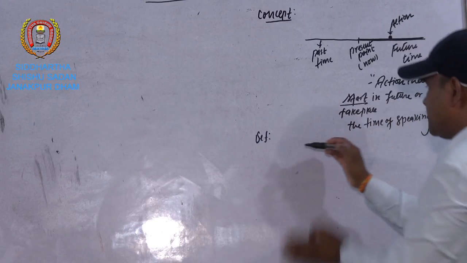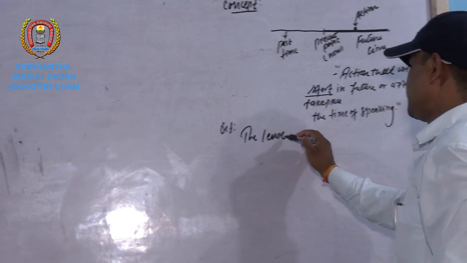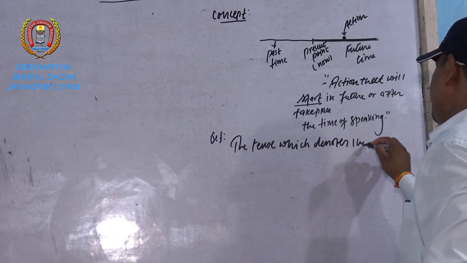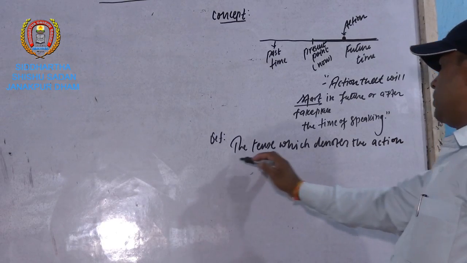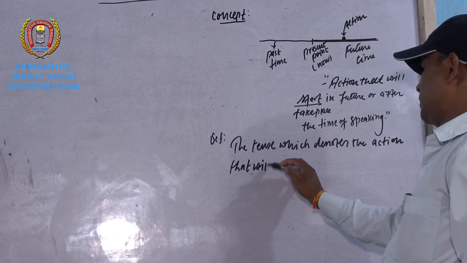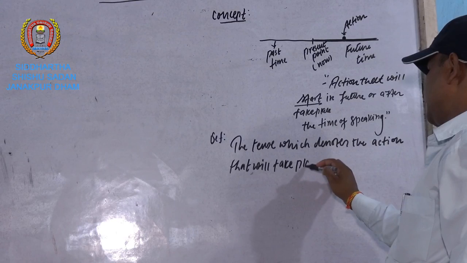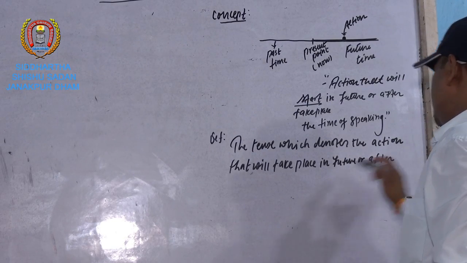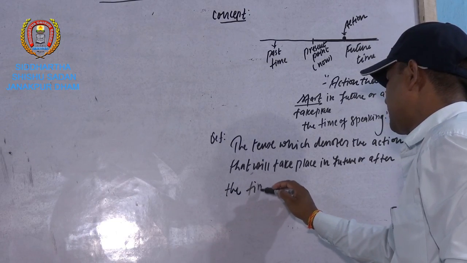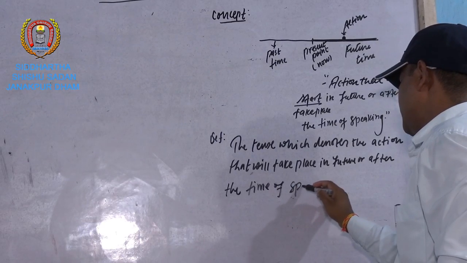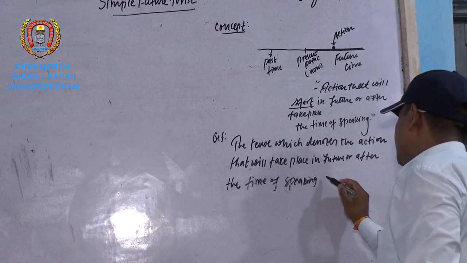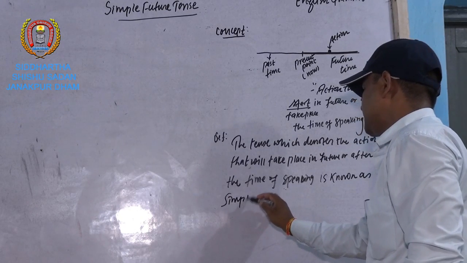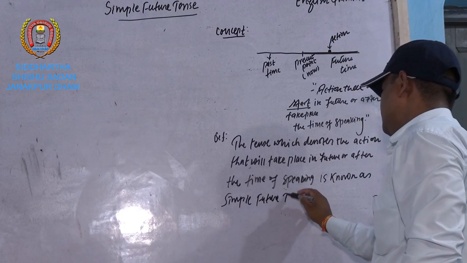So, what's the definition now? Include these points in its definition, like: the tense which denotes the action that will take place in future or after the time of speaking is known as simple future tense.